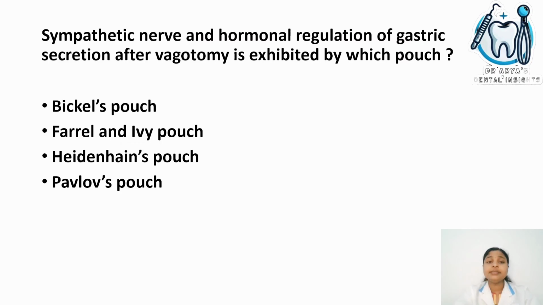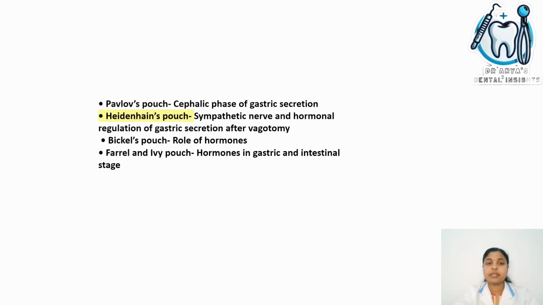Coming to the next question: sympathetic nerve and hormonal regulation of gastric secretion after vagotomy is exhibited by which pouch? Is it Bickel's pouch, Farrell and Ivy pouch, Heidenhain pouch, or Pavlov's pouch? In Pavlov's pouch, the cephalic phase of gastric secretion is demonstrated. In Heidenhain pouch, the sympathetic nerve and hormonal regulation of gastric secretion after vagotomy is seen. In Bickel's pouch, there is the role of hormones, and in Farrell and Ivy pouch, hormones in the gastric and intestinal stage.